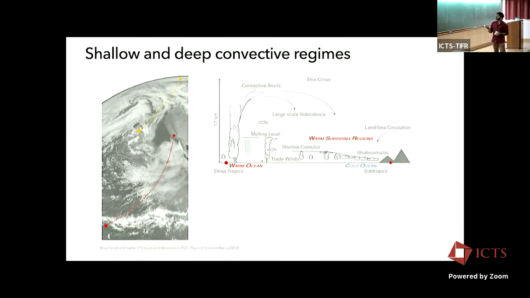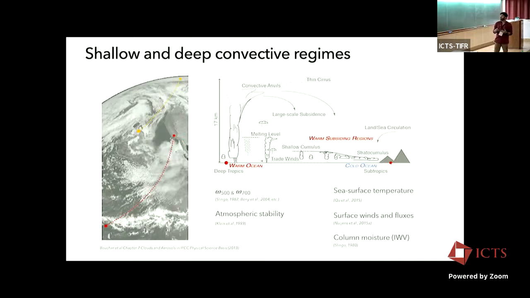So with that, people started making these large-scale factors that can help to predict how much cloudiness there can be. And so usually you have things that tell you how strong the circulation is, which is omega 500, so vertical velocity at 500 hectopascals, or omega 700. You'll have factors like atmospheric stability, because that can be a strong indicator of what type of shallow clouds we see. If the inversion is very strong, then you're likely to see stratocumulus type clouds.